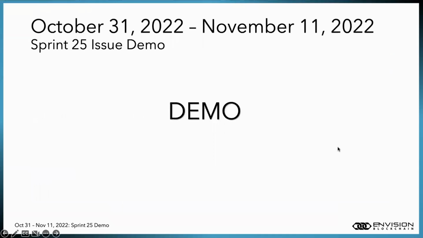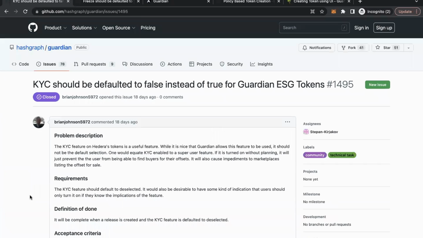Now let's look at the demo for Sprint 25. So the first ticket we'll be looking at is 1495, which is KYC should be defaulted to false instead of true for Guardian ESG tokens. The KYC feature on the Hedera tokens is a useful feature. While it is nice that Guardian allows this feature to be used, it should not be the default selection. One would equate KYC enabled to a super user feature. If it is turned on without planning, it will just prevent the user from being able to find buyers for their offsets. It will also cause impediments to marketplaces listing the offset for sale.